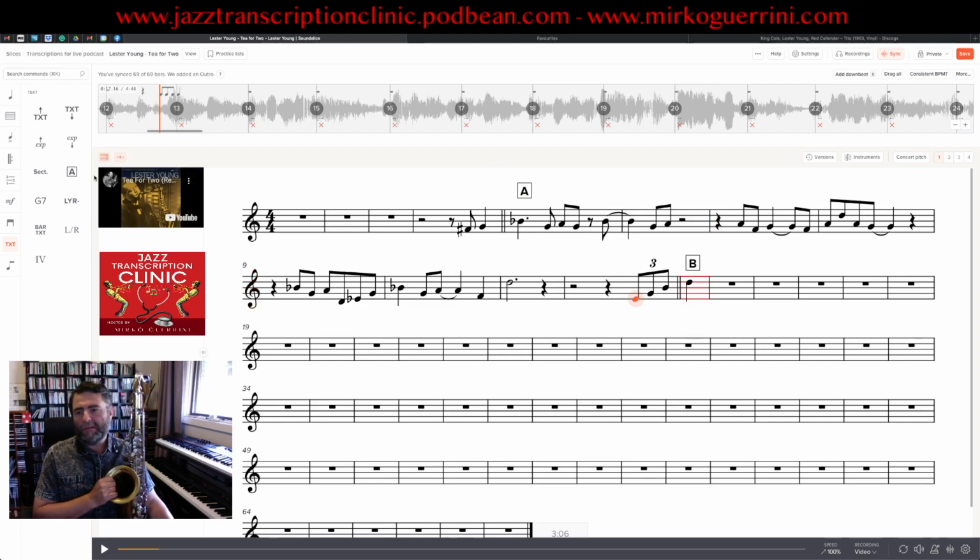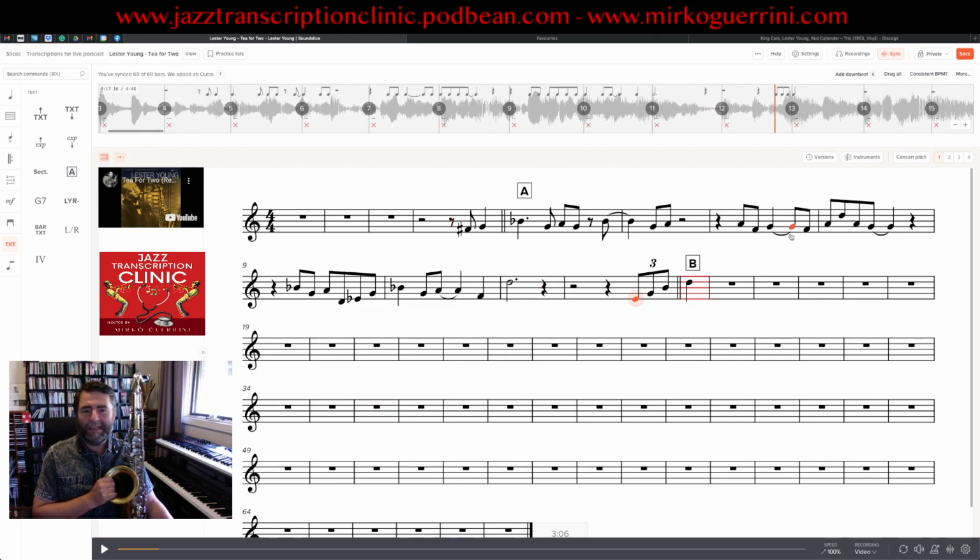And it's very convenient because you can import any video into it, and you have the waveform at the top. You can divide it in bars, and you can write the music inside the platform, and you can see the music placed here at the top. So it's quite convenient for us transcribers.